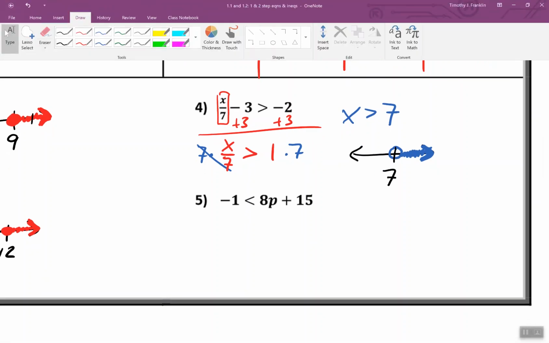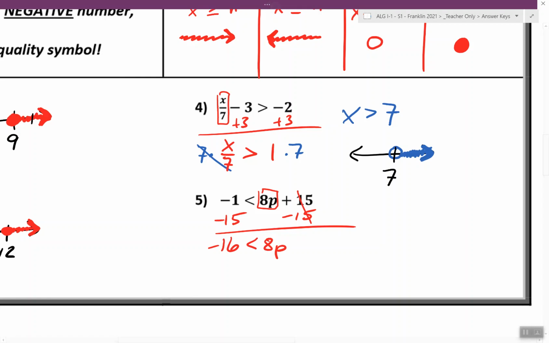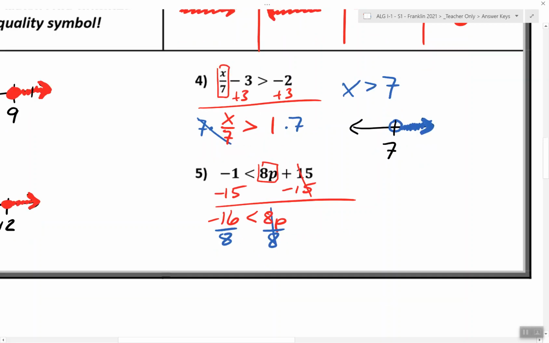All right, last one here. We've got negative 1 is less than 8p plus 15. Again, find your variable, even if it's on the right-hand side. We're going to do the opposite operations. Leave the 8p alone for now. Let's take care of that plus 15 by subtracting 15. So negative 1 minus 15 is negative 16. We still have less than 8p. Now we can divide by 8. So we end up with, the way it's written here, negative 2 less than p.